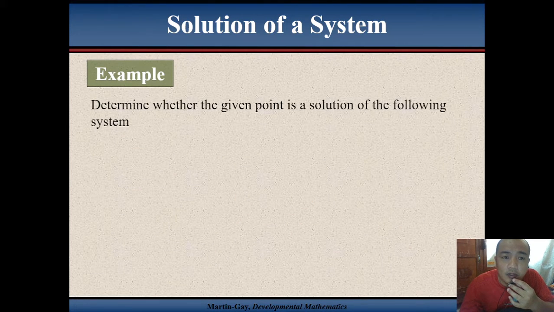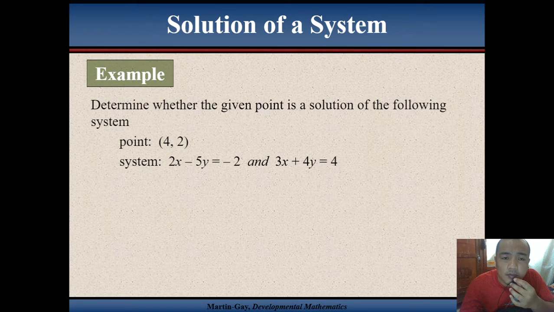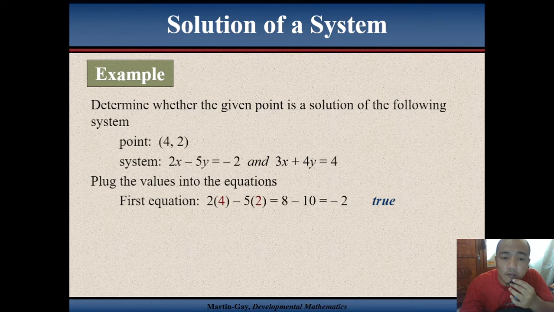Next, example: determine whether the given point is a solution of the following system. Point (4, 2). Is (4, 2) a solution to 2x minus 5y equals -2 and 3x plus 4y equals 4? Let's check. Plug the values into the equations. First, for equation 1, 2 times 4 minus 5 times 2 is 8 minus 10, equals -2. Is it correct? True. 8 minus 10 is -2.